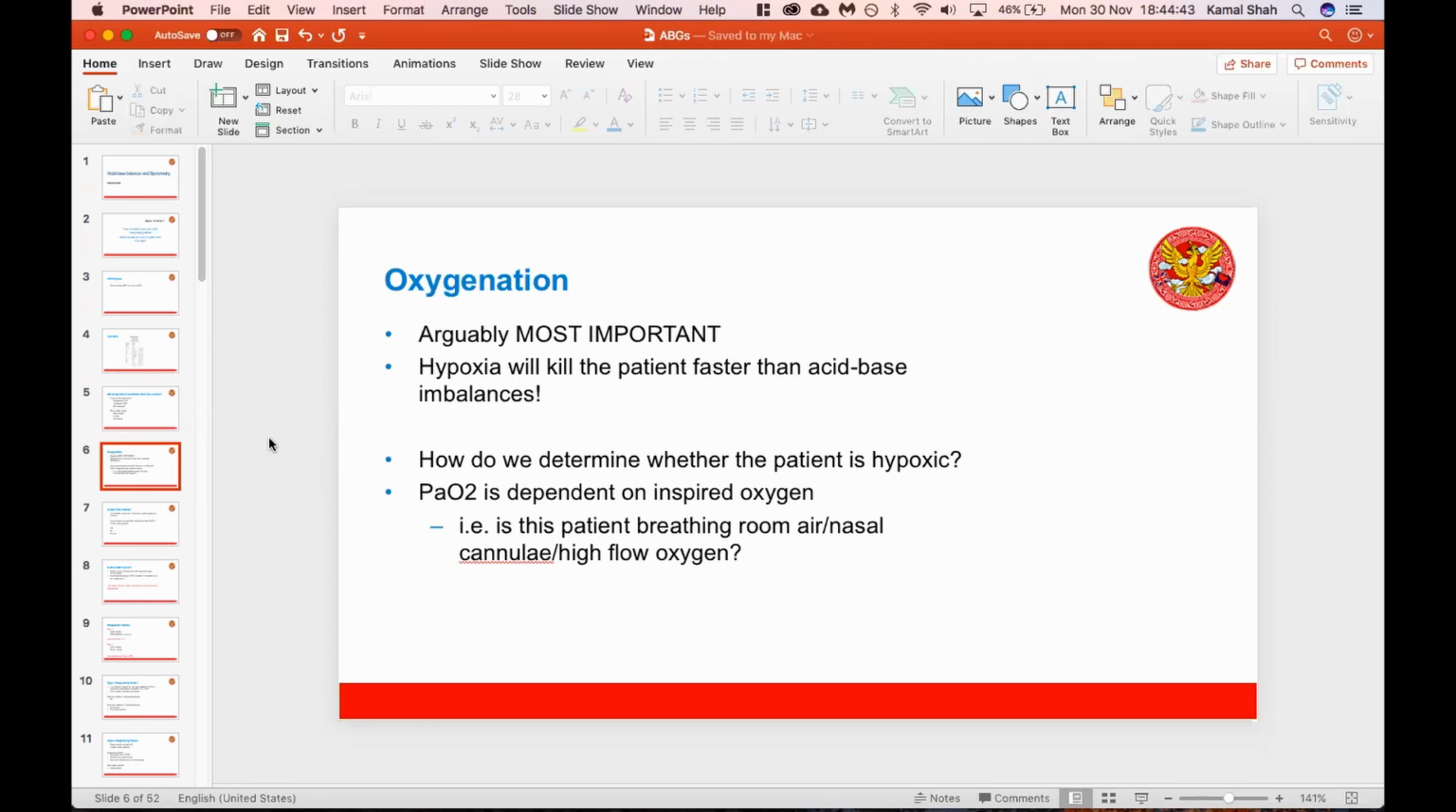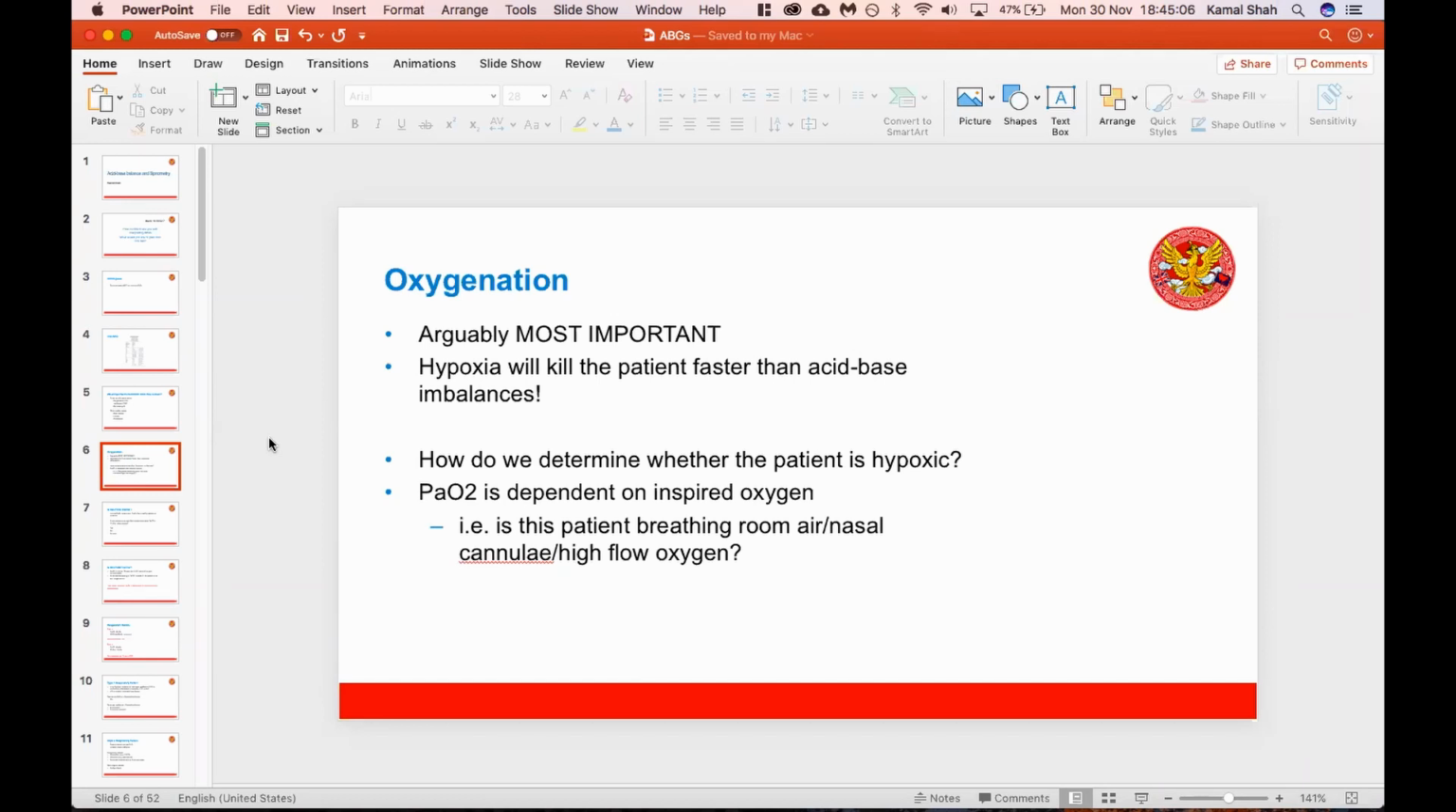So I was once told that oxygenation is one of the most important things when it comes to looking at ABG. We all know that we look at ABGs to look at the acid-base balance, but actually we know that hypoxia will kill the patient faster than any acid-base disturbance. So we need to know whether the patient is actually hypoxic or not.